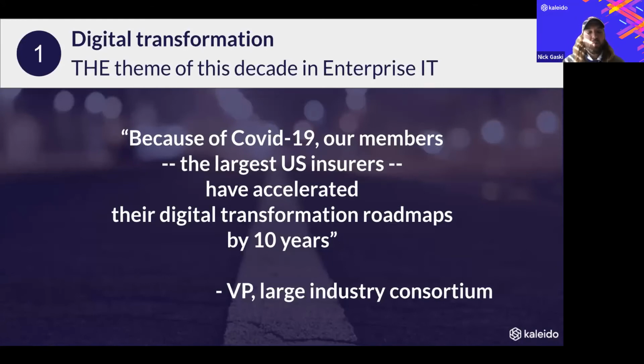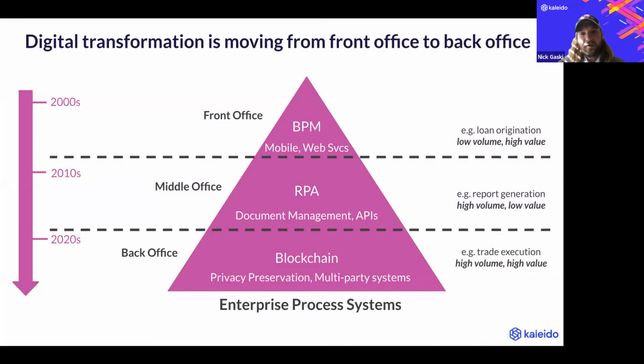So what we've noticed and what we've seen here from a VP in a huge industry consortium is that COVID-19 was an enormous accelerator for digital transformation, by 10 years by all accounts here. And what we're noticing over the course of the last 2 decades is this very, very powerful and very noticeable shift of digital transformation from the front office into the back office.